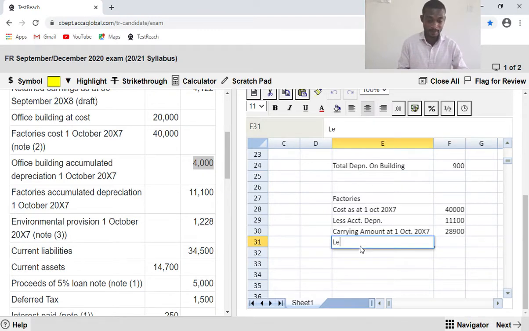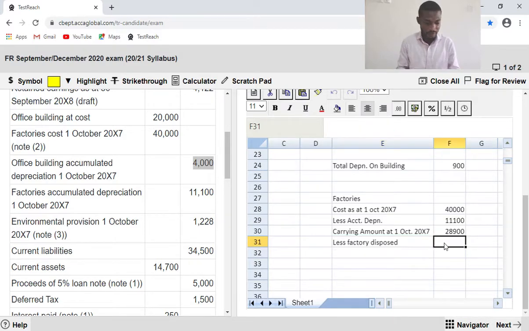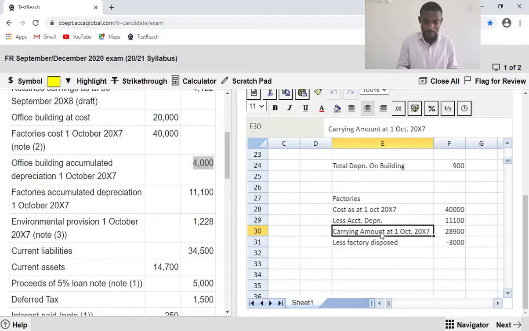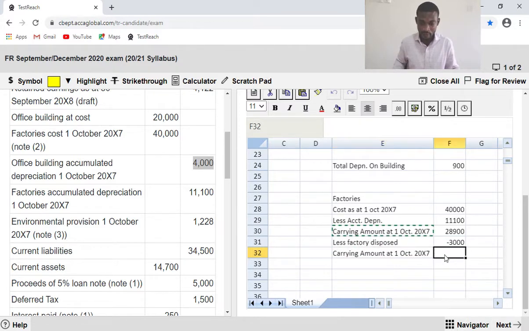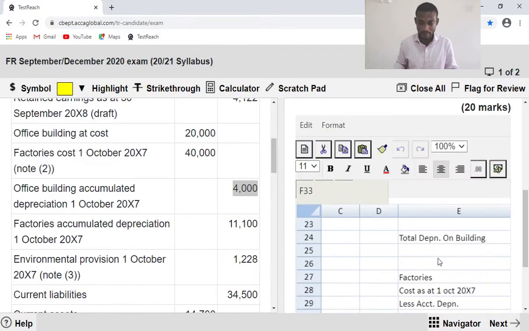So I'll say less factory disposed, and that value was 3,000. So if I want, I can just say equal to negative here, and I'll enter, and then I'll say again Control C copy and Control V paste. So sort of an adjusted after the disposal. So this should be equal to this plus this, because I've negated it, and that should give me, let me look at this again.